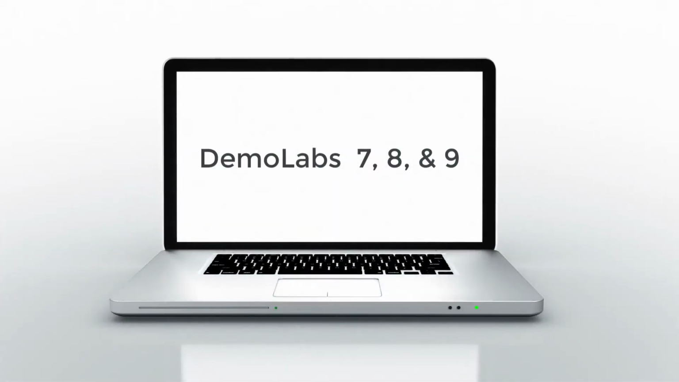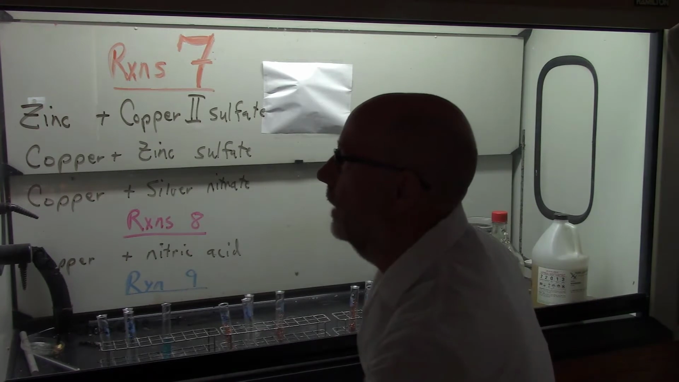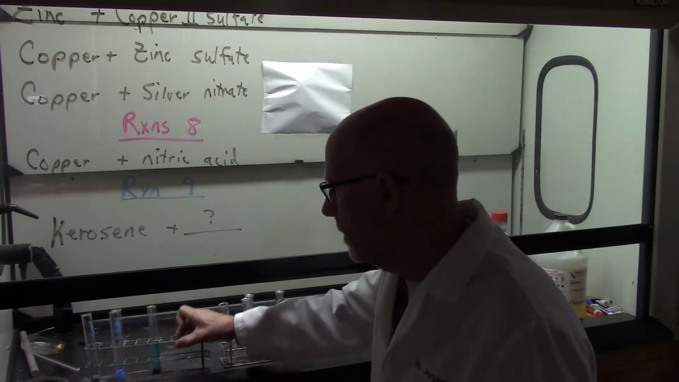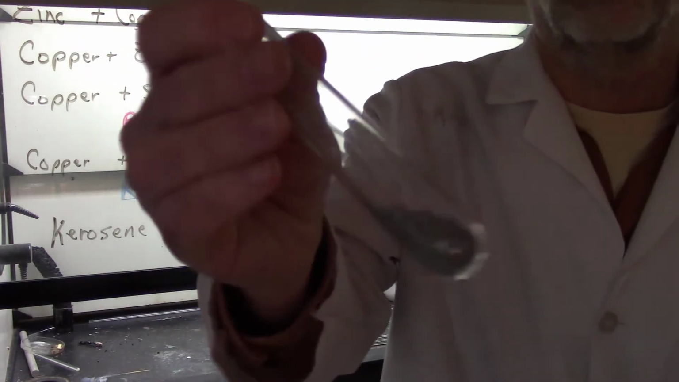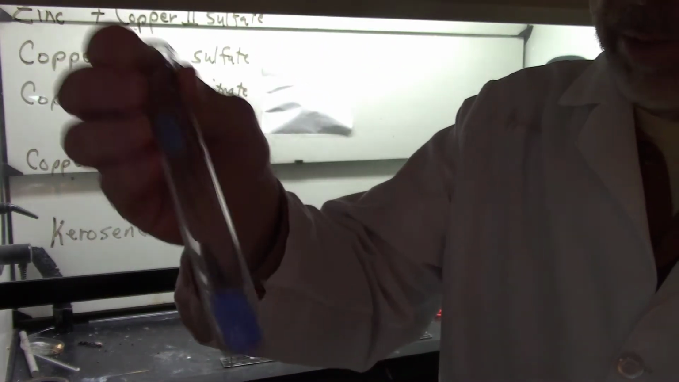Hi kids, today we're going to look at reactions 7, 8, and 9. So let's deal with these first ones, reaction 7. So it's zinc plus copper sulfate. I've got that set up like this. Zinc is a solid in there, and copper 2 sulfate comes as a dried chemical like this.